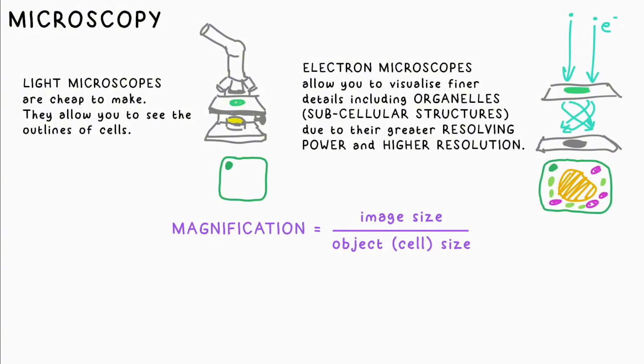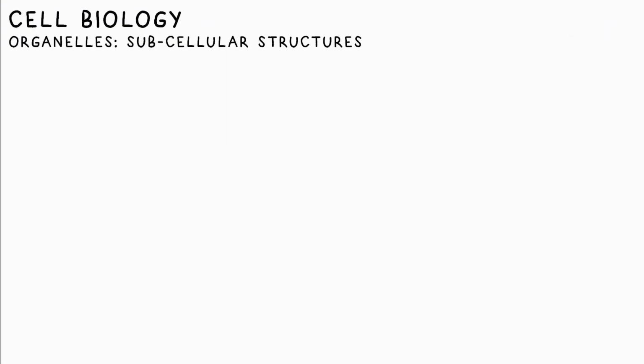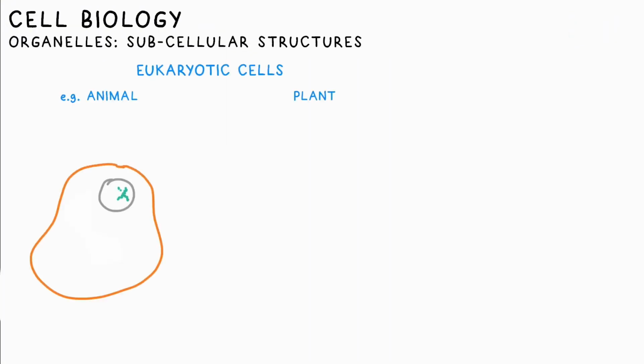We can calculate the actual size of a cell by knowing the magnification of the microscope. Magnification is equal to image size divided by object size. Therefore, rearranging this, we can measure the size of the image, then divide by the magnification, and that gives us the actual cell size. We put them into two main groups.